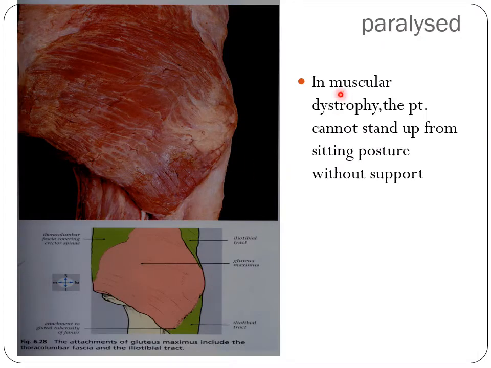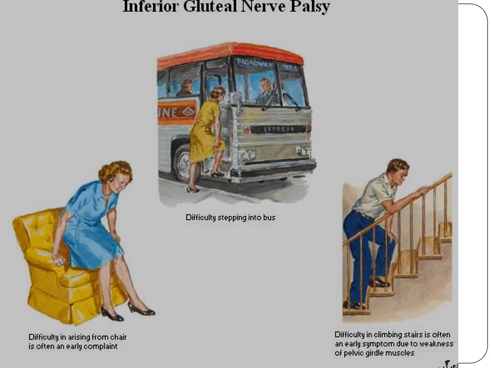Now, paralysis of this gluteus maximus muscle. In muscular dystrophy, the patient cannot stand up from the sitting posture without support, because what is its action? Extension of this hip joint. In standing and quiet walking it remains inactive and the hamstrings act as hip extensors. So its action is lost, and therefore with paralysis of this gluteus maximus, the patient cannot stand up from sitting posture without support. So you see these are the inferior gluteal nerve palsies.